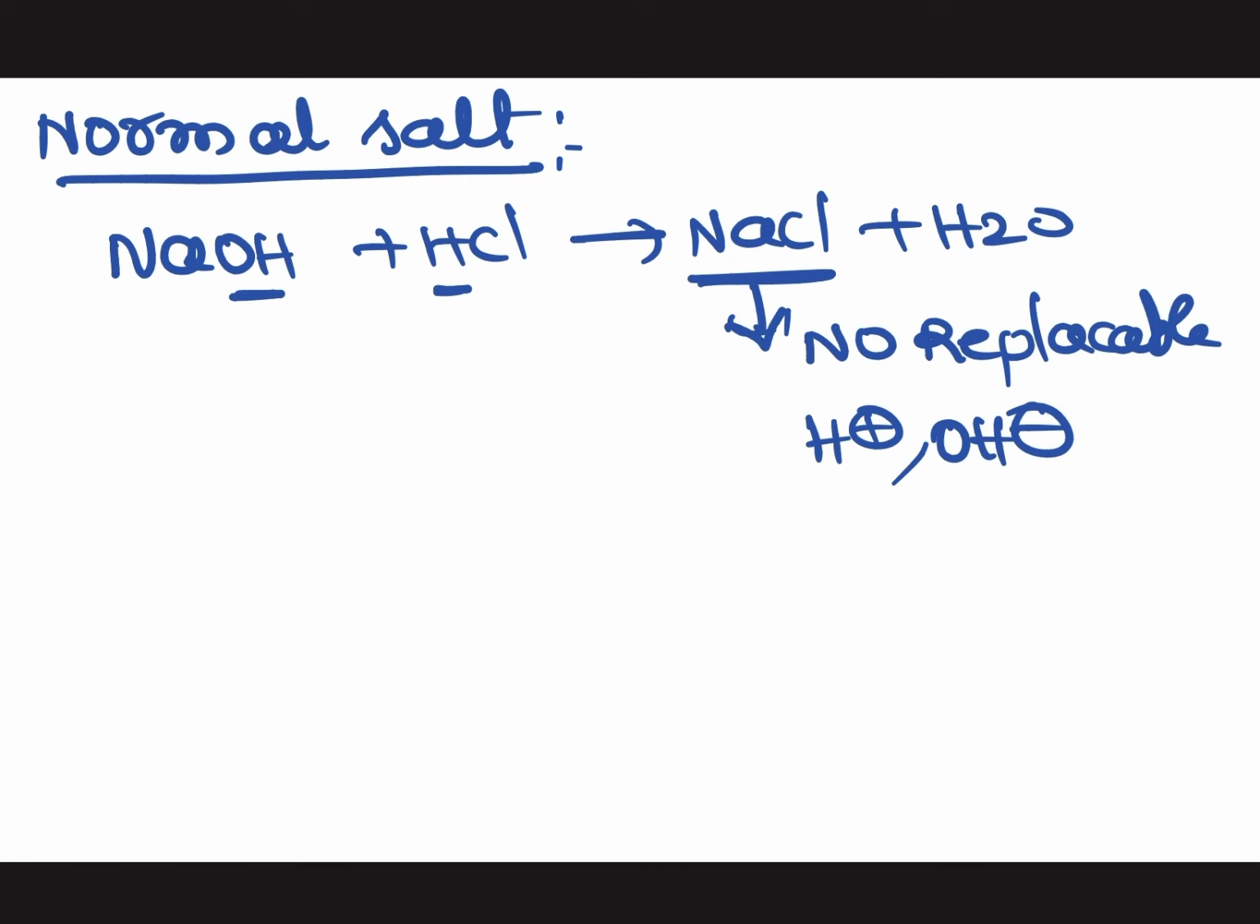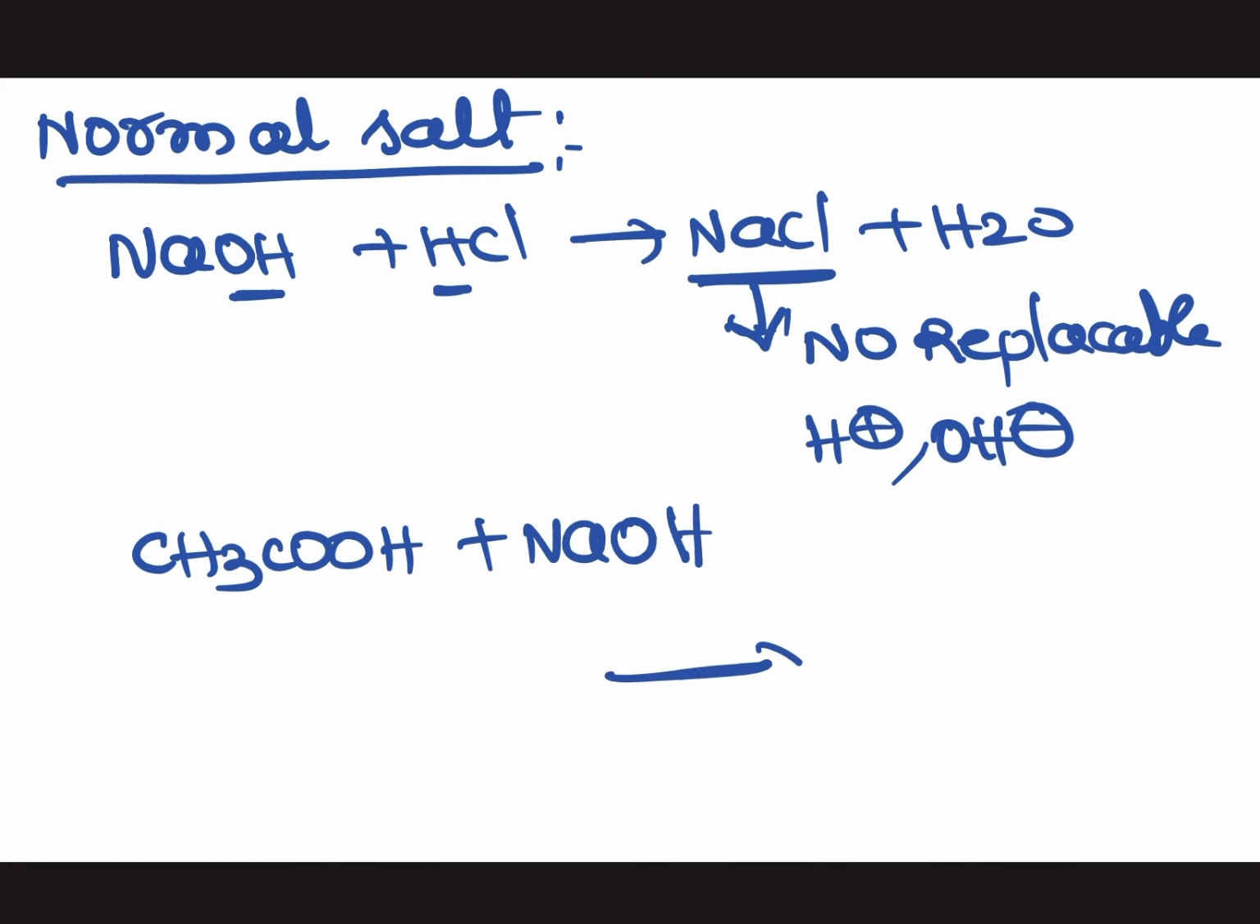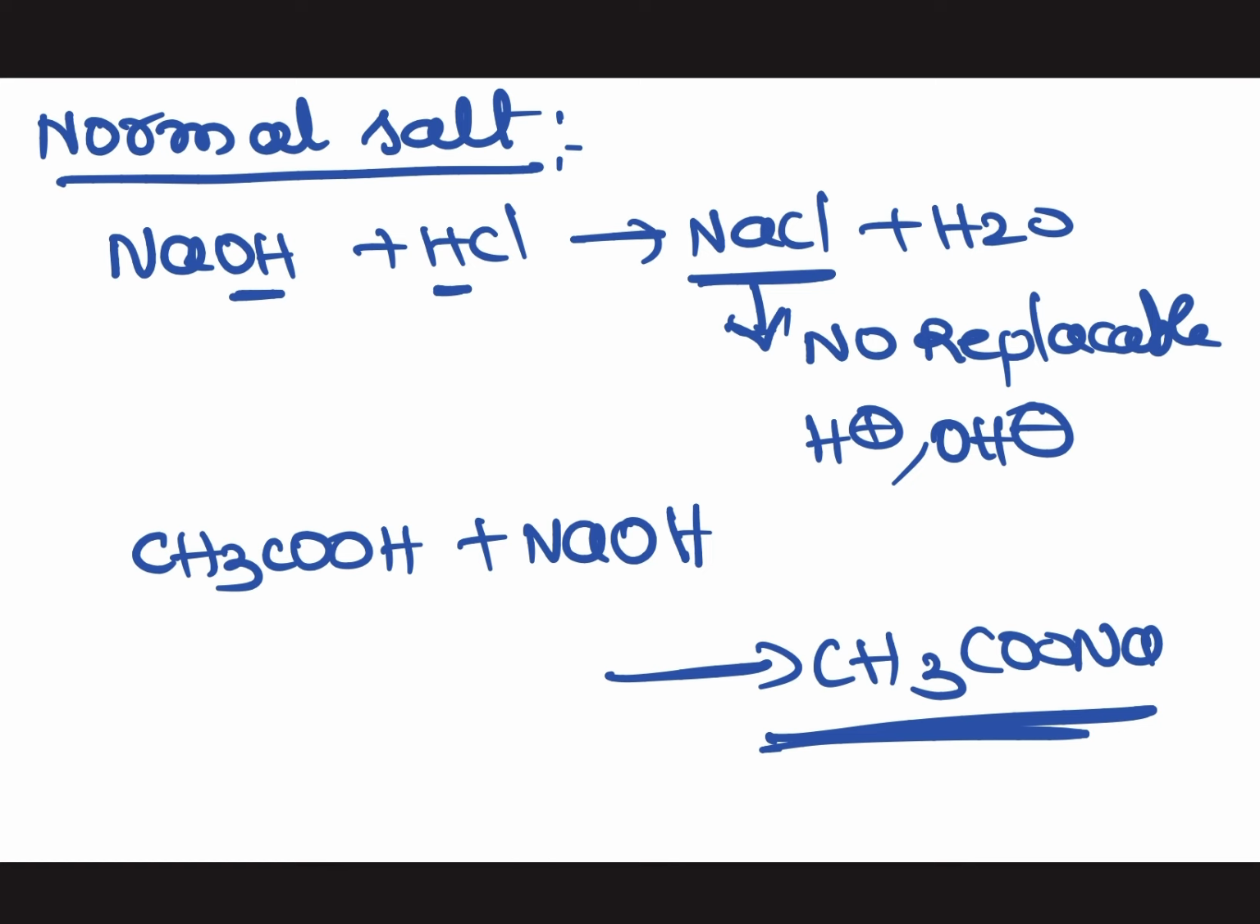So for example, I am taking acetic acid, and it reacts with sodium hydroxide. So what will happen? It will form CH3COONa. Here there is no replaceable H plus and OH minus ion. So this H can be replaceable, this OH minus can be replaceable. So finally it forms sodium acetate. These three H are not replaceable. So any normal salt is a salt that doesn't contain replaceable H plus and OH minus ion.